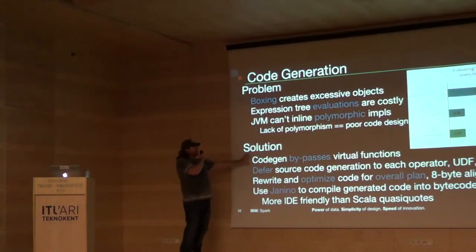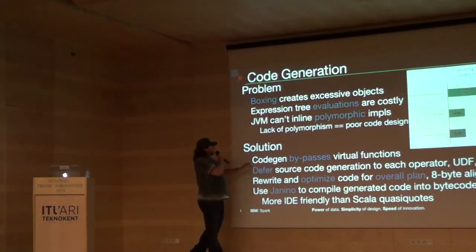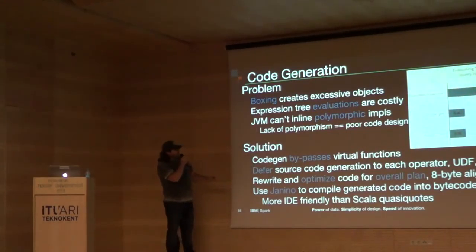So what you can do is actually trick the JVM into thinking each of these polymorphic things are actually separate classes, right? Don't share that same polymorphic. So that's one benefit of CodeGen, that you can trick the JVM.